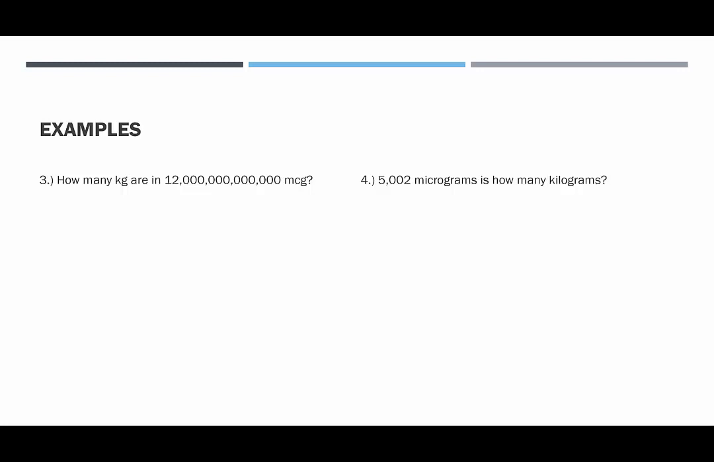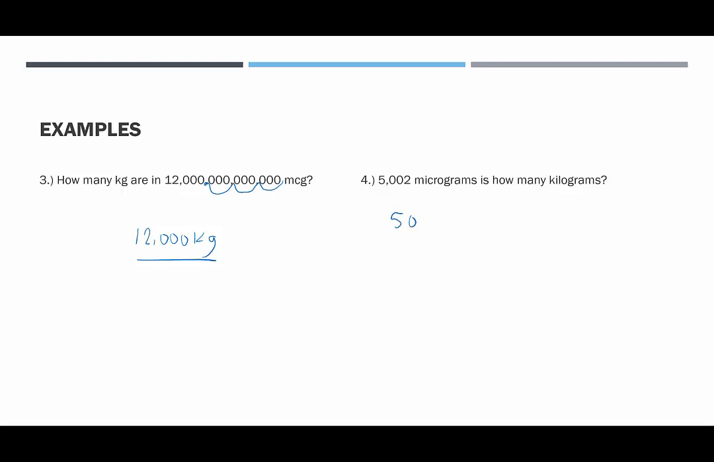What we're going to do is take this number of micrograms, this 12 trillion, and divide it by 1 billion by moving the decimal point 9 places to the left. So this is going to be 3, 6, and 9. All right. Hey, look, we have a whole number. So 12 trillion micrograms is equivalent to 12,000 kilograms. Two very big numbers.